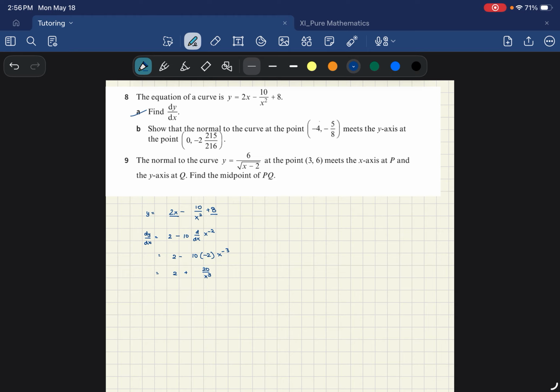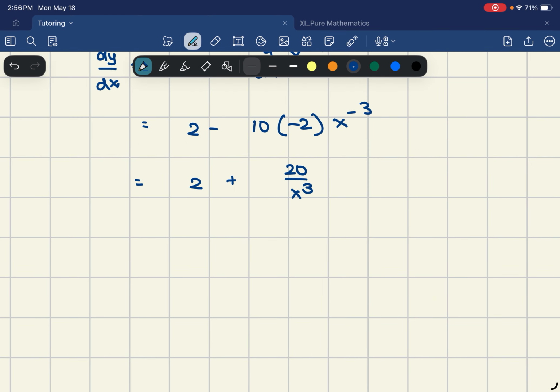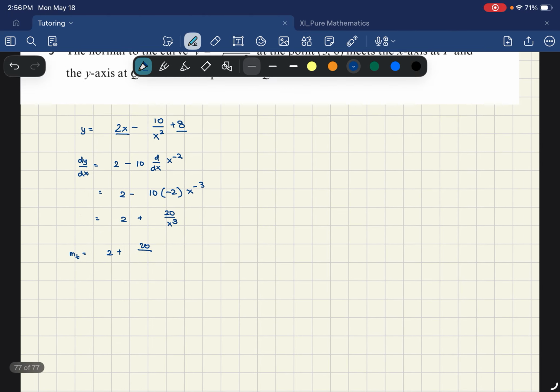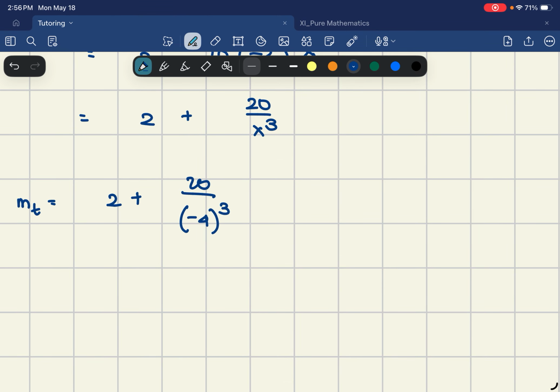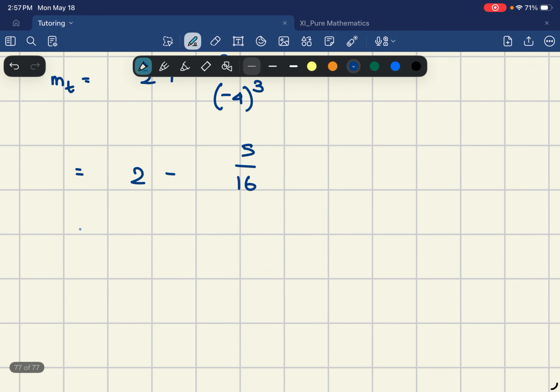Show that the normal to the curve meets the y-axis. Okay, so now we are given this point, right? So I can find mt. mt is going to be 2 plus 20, and instead of x, I substitute minus 4, minus 4 cubed. If you simplify this, you're going to get 2 minus 20 over 64. And 20 over 64 is 10 over 32, and 10 over 32 is 5 over 16. So you have 32 over 16 minus 5 over 16. If you simplify, you are going to get 27 over 16.